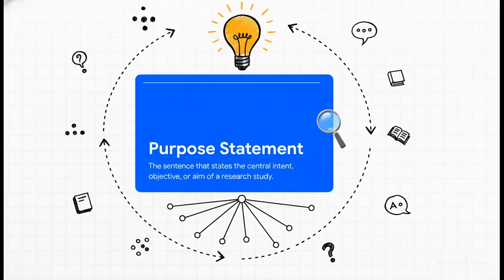And here's the formal definition, just so we're all on the same page. The purpose statement is that single sentence, or sometimes a short paragraph, that states the central intent or aim of the study. It is the organizing idea. Everything else, the questions asked, the data collected, the final conclusions, it all has to serve this one statement. So if you can find this sentence, you've basically found the heart of the entire study.